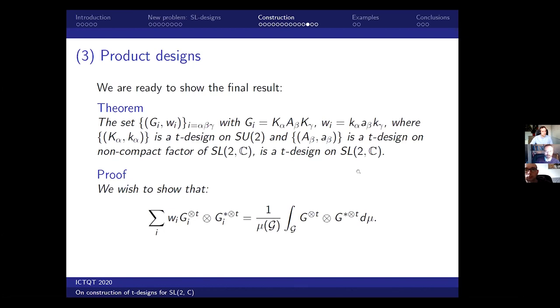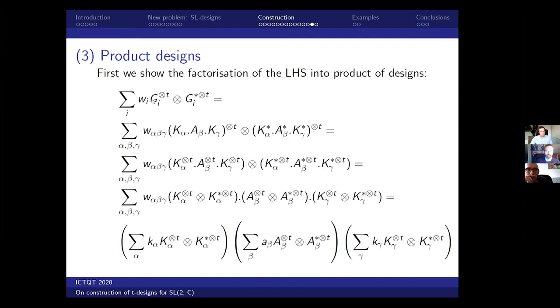And the proof is quite simple. We just need to check the following design condition, that this finite sum is equal to the integral. So we start from the left hand side. We substitute this product form of what we want to prove to be the design, and due to a sort of distributivity of the matrix product with respect to the tensor product, we can easily prove that it all factorizes into factors which correspond to averaging over these separate components corresponding to this KAK decomposition.